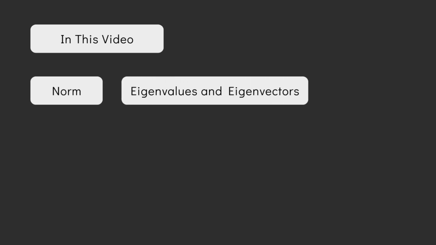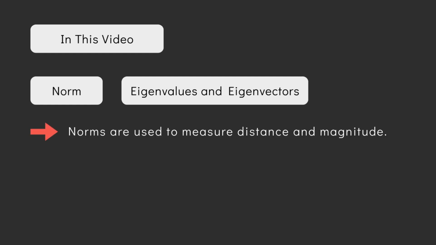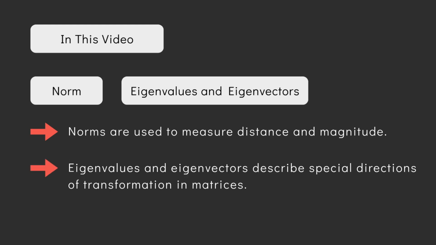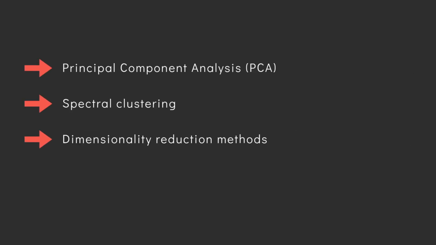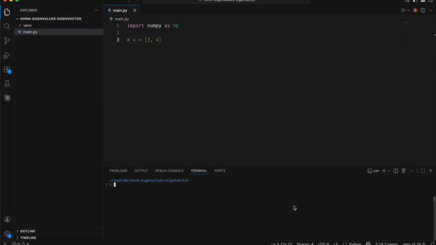These concepts appear in many machine learning algorithms and optimization methods. Norms are used to measure distance and magnitude. Eigenvalues and eigenvectors describe special directions of transformation in matrices. Understanding these ideas will help when studying algorithms such as principal component analysis, spectral clustering, and dimensionality reduction methods. Let's begin with the first concept, norm.